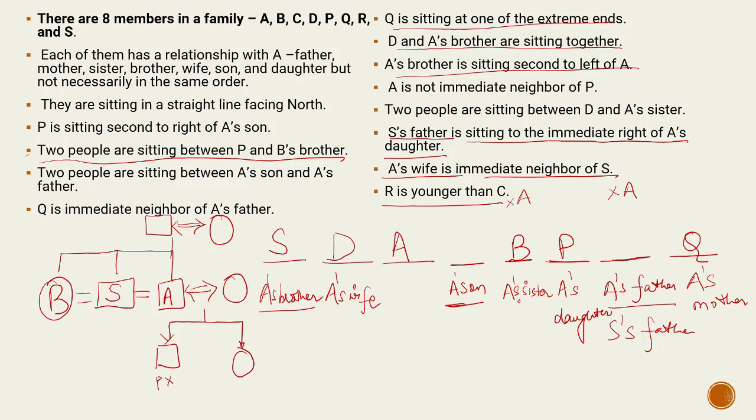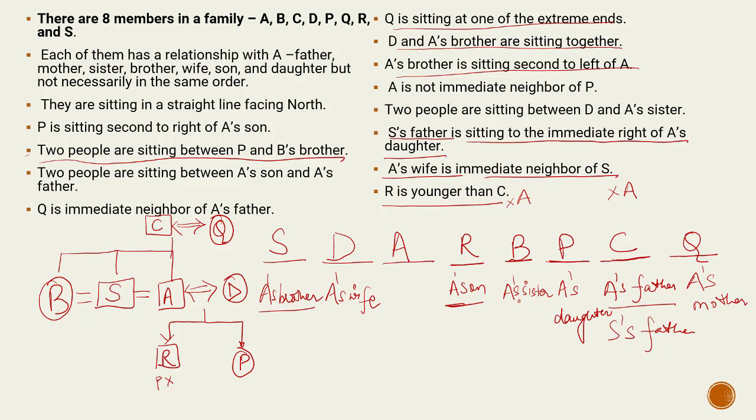R is younger than C. Among R and C, one has to be A's son and one has to be A's father. Now when I read this line, R is younger than C, I can say for sure that R is A's son and C is A's father. So if we want to complete this family tree, C is A's father, Q is A's mother, his wife is D, son is R, and daughter is P.